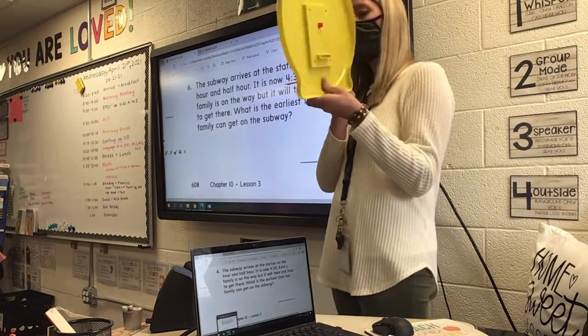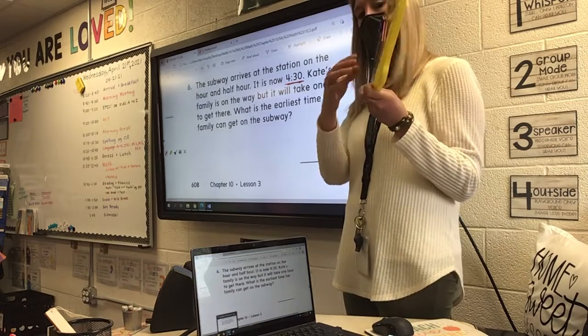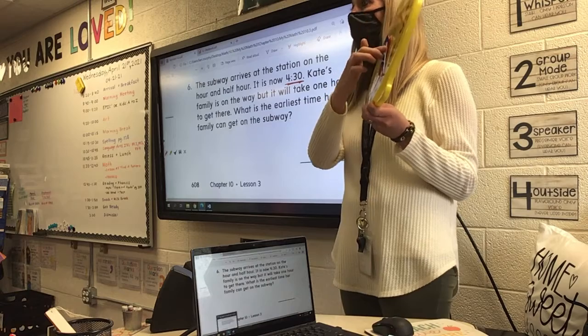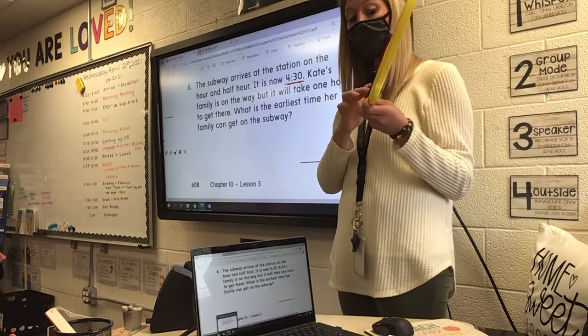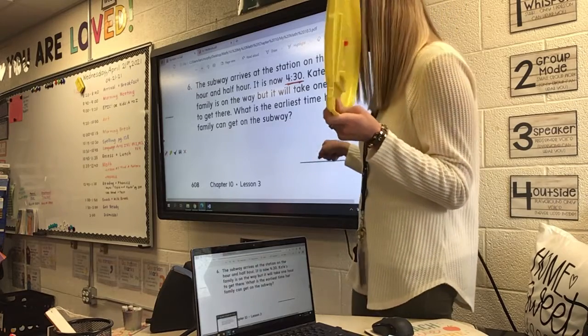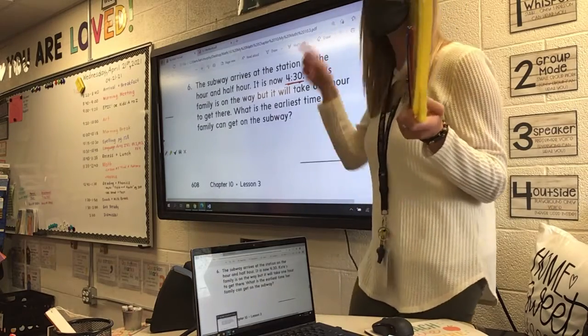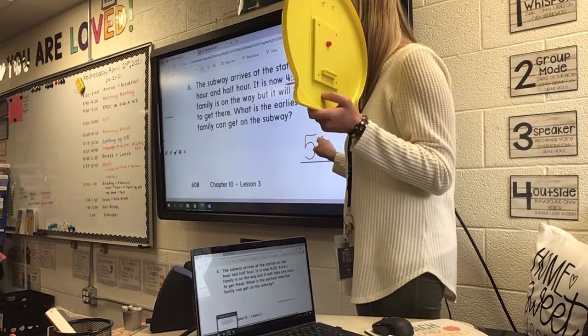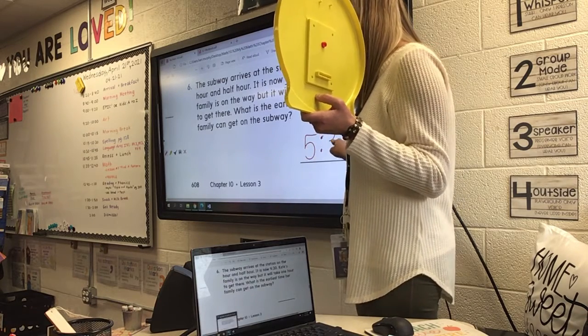Let's see if the train's gonna come then. It's 4:30. A half hour would be 5. Another half hour would be what? 5:30. So can they get on the train right when they get there? Yes. So the earliest time they can get on is right when they get there, right at 5:30.